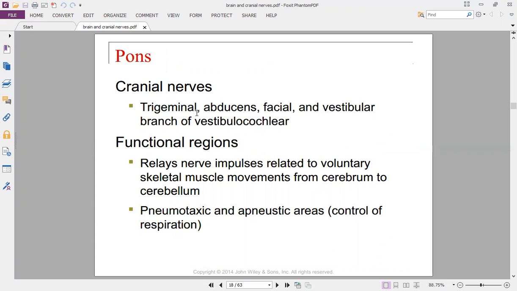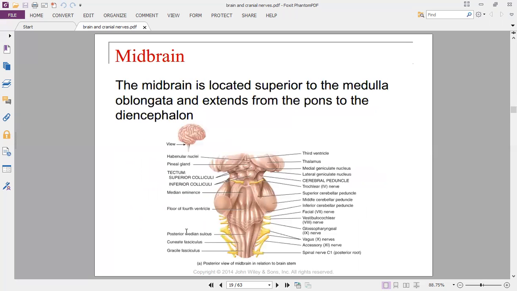The pons has cranial nerves: trigeminal, abducens, facial, and the vestibular branch of the vestibulocochlear nerve. Functional regions include the nerve impulses related to voluntary skeletal muscle movement from the cerebrum to the cerebellum. There are the pneumotaxic and apneustic areas that control respiratory rate. So it's present in your pons.